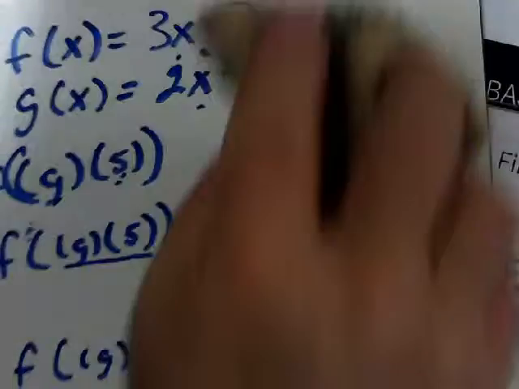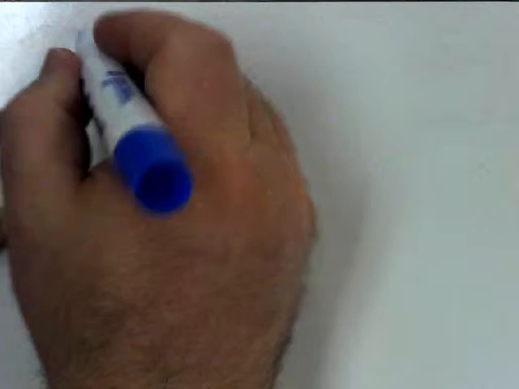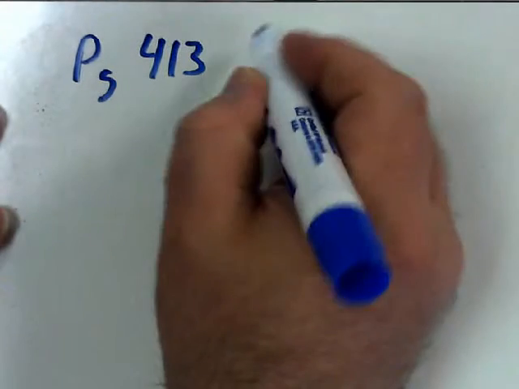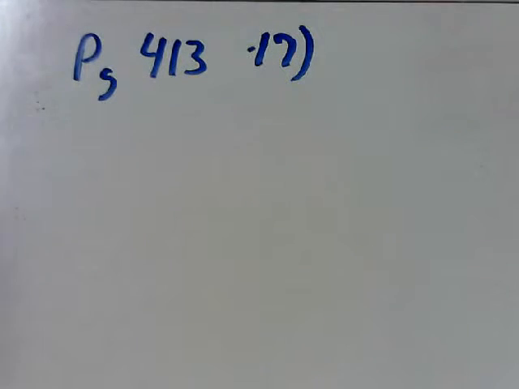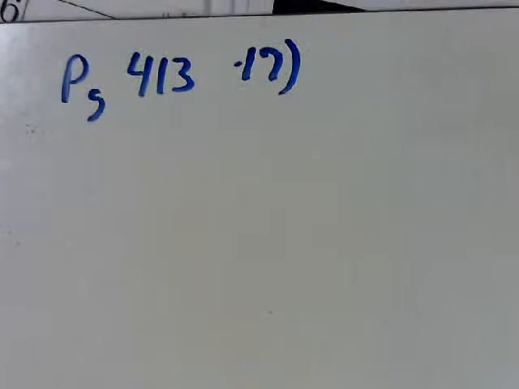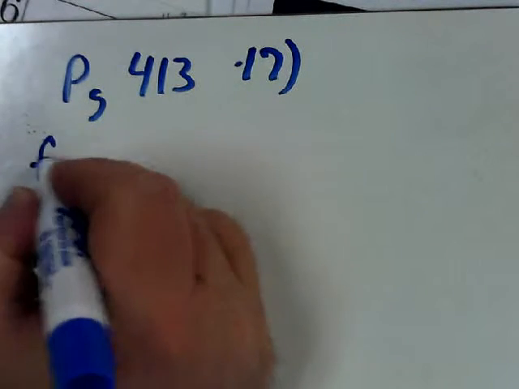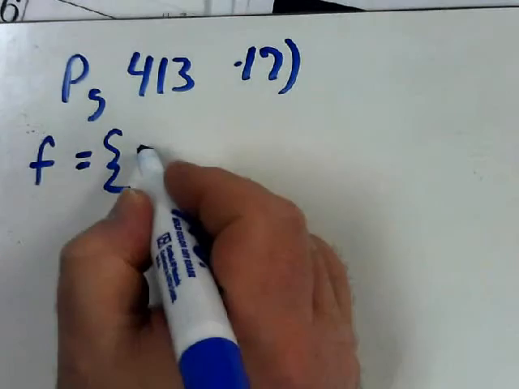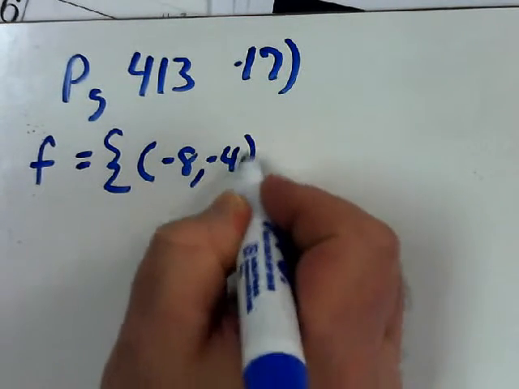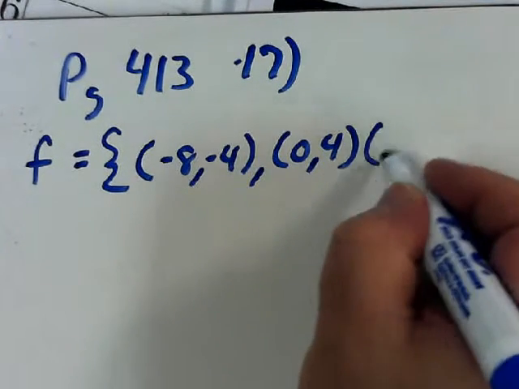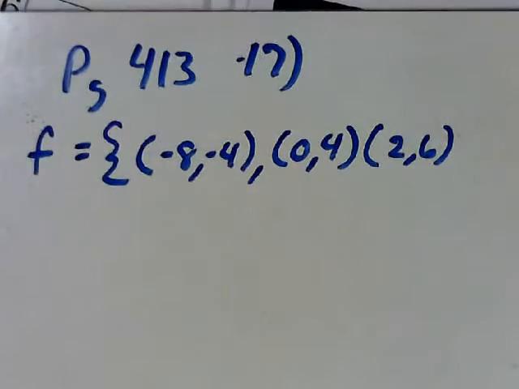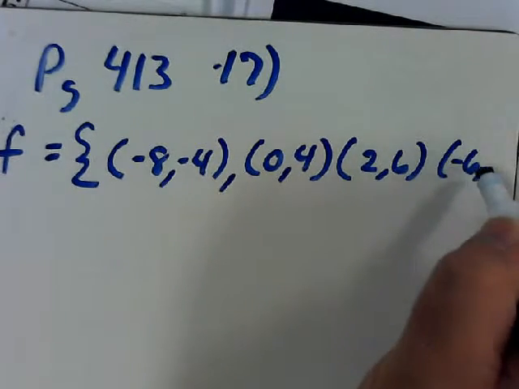I want you to look at page 413, problem number 17. They give you an f function that has a set of ordered pairs, right? Negative 8, negative 4, 0, 4, 2, 6, and negative 6, negative 2.